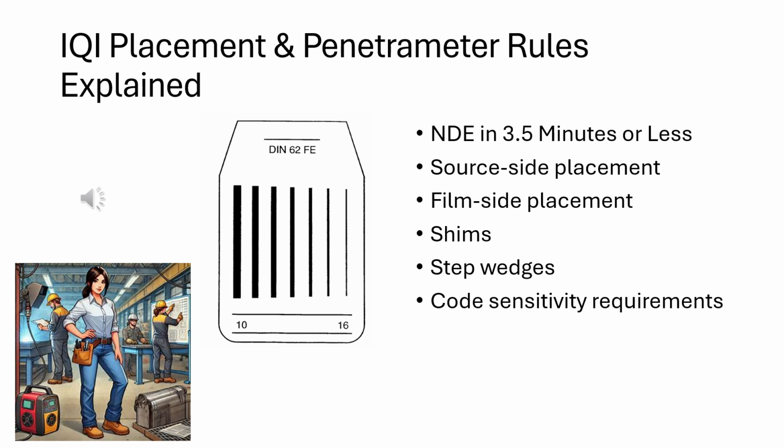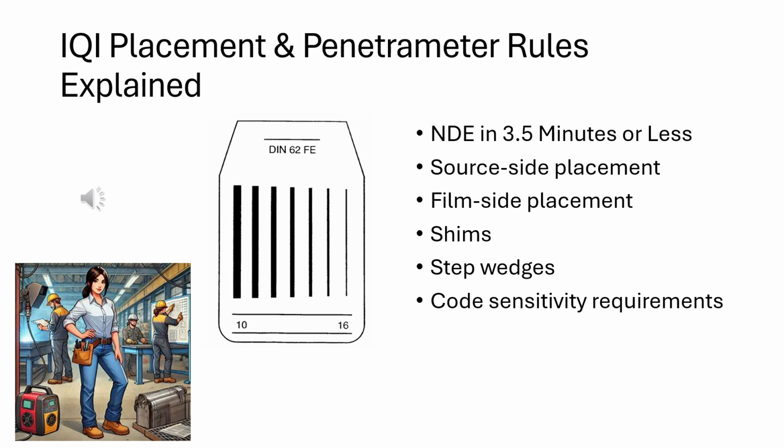IQIs and penetrameters are one of the most misunderstood parts of industrial radiography. Their job is not to measure defects. Their job is to prove the radiographic technique had enough sensitivity to reveal discontinuities if they were present. This becomes a code compliance issue under ASME, AWS, and other fabrication standards.